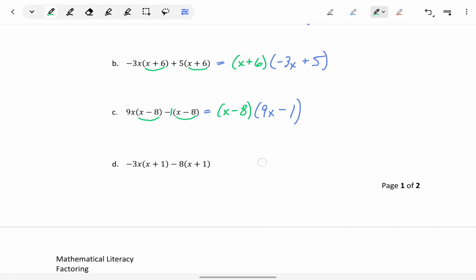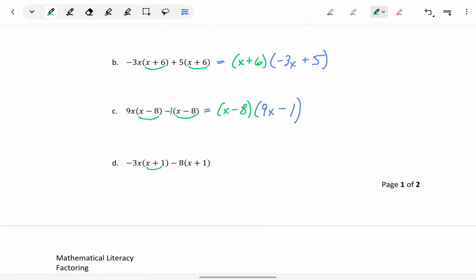In part D, again a similar pattern. We have x plus 1 that's common between both of these terms. So we can factor that out and look at what's left over. That will leave us with negative 3x minus 8.